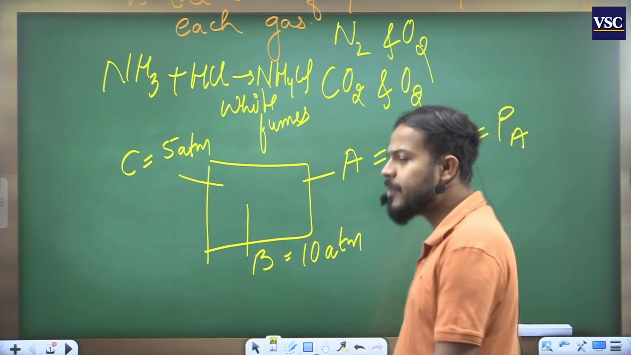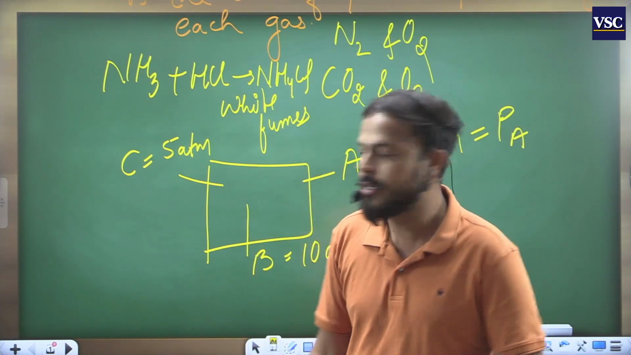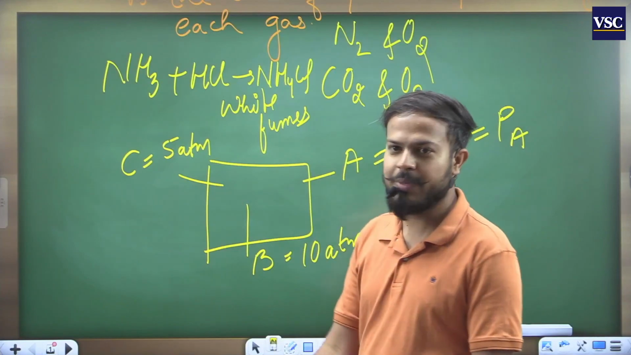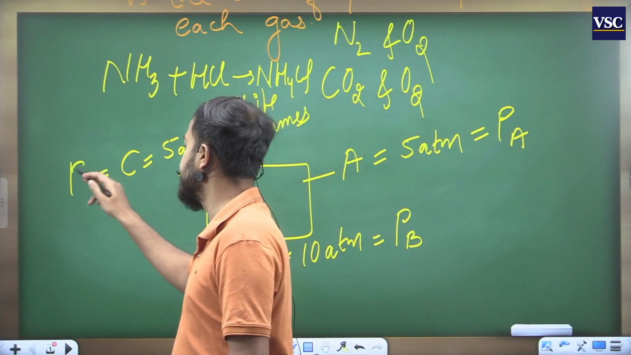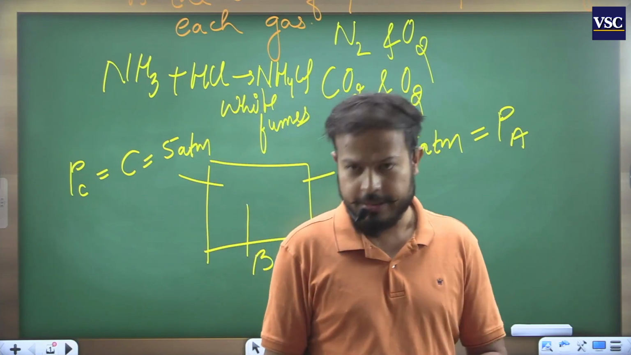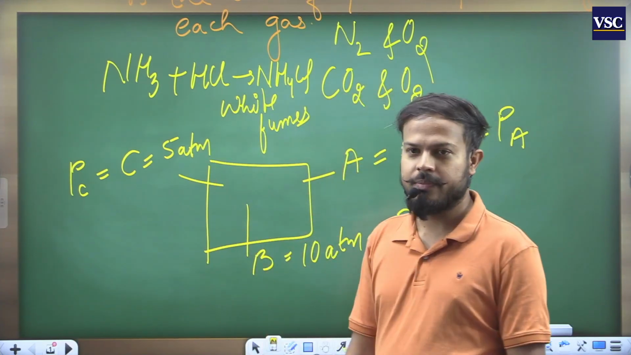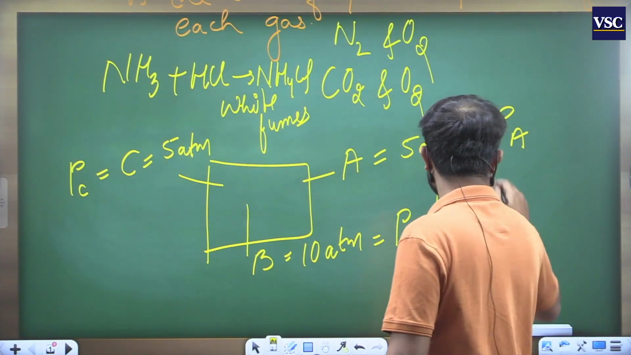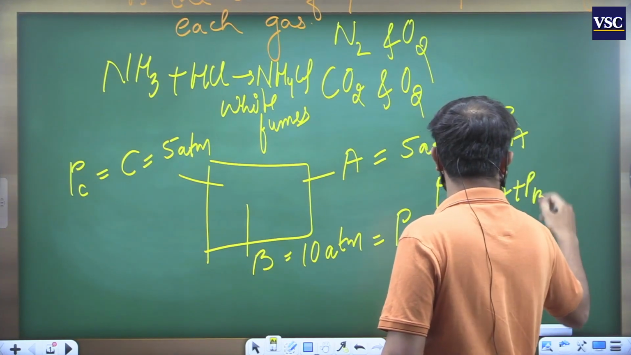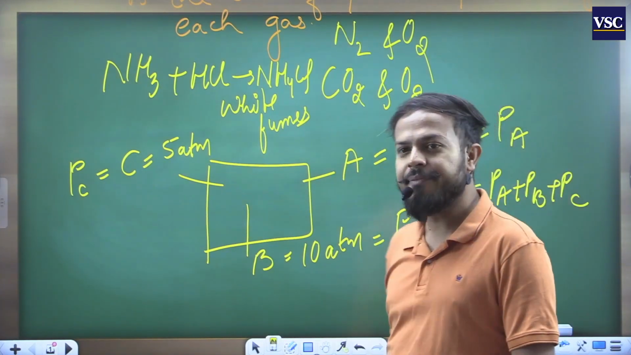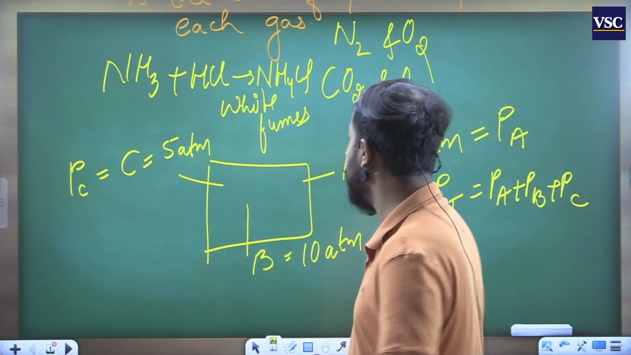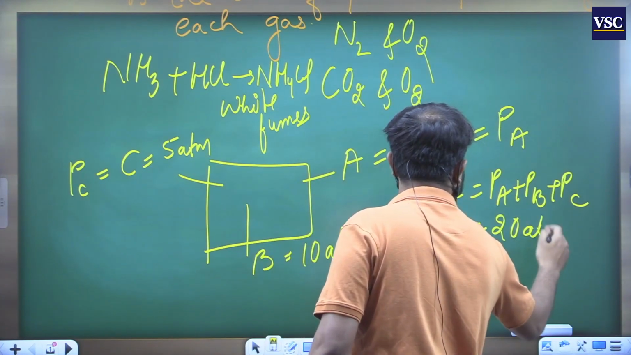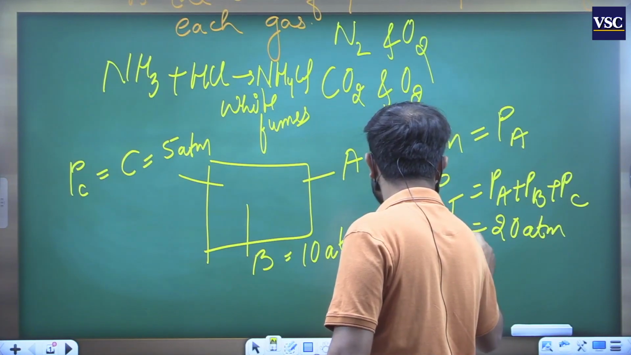What is the partial pressure of B? It is applying 10 atm inside the container, so the partial pressure would be 10 atm, and I will write it as PB. Similarly for C, it would be PC. Now what did Dalton say? Dalton said, if these gases are non-reactive and you have to find the total pressure, then just simply add them. You will get PA plus PB plus PC. What is PA? 5 atm. What is PB? 10 atm. And what is PC? 5 atm. Just add them. What will you get? You will get 20 atm, which equals the total pressure.